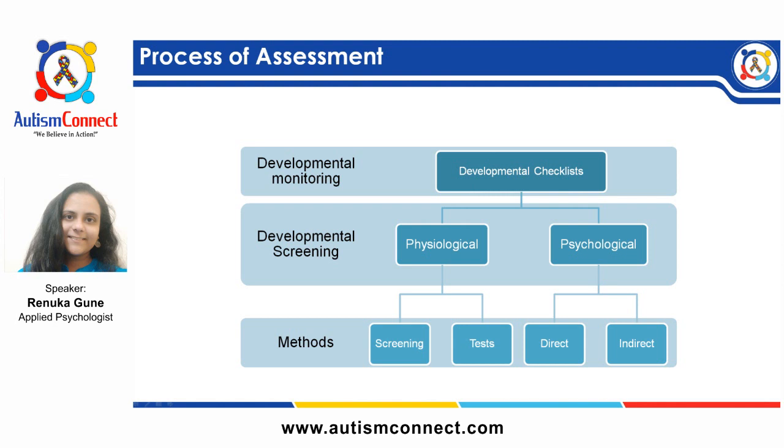The other psychological tests would then include: is the child's speech developing properly, are communication skills developing properly, are there behavioral concerns present, right? To do this, a psychologist or clinician would use two methods, either a direct method or an indirect method. A direct method includes the child and the clinician having a direct interaction with each other.